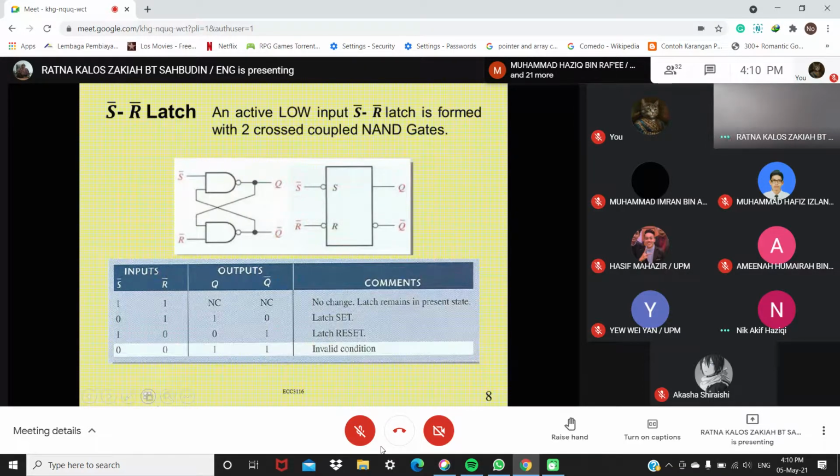Okay, can you see that? Something is not right with my mouse here. Okay, so you can see this is the symbol for S bar and R bar here. So you see you have bubble at the input.